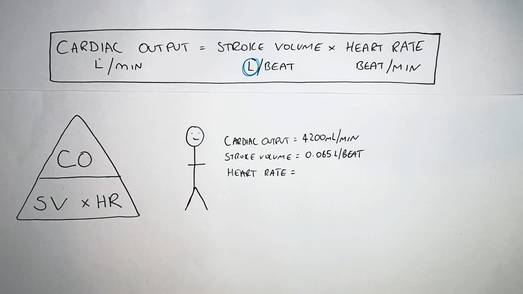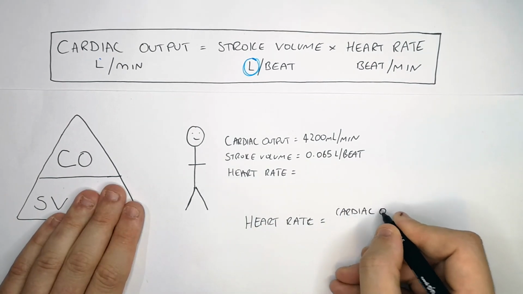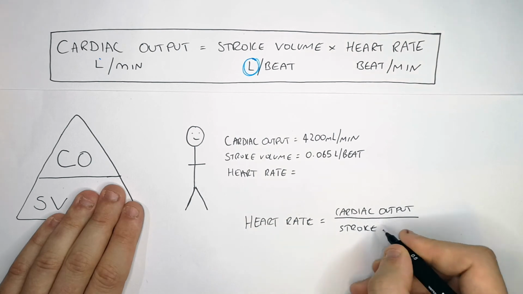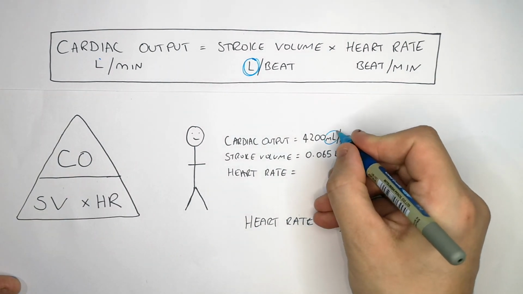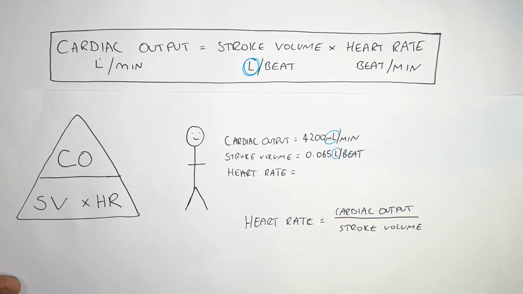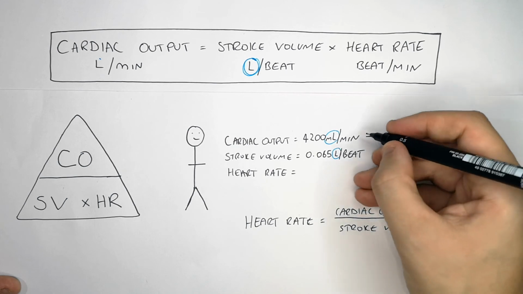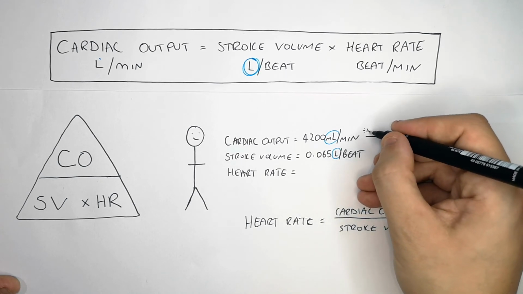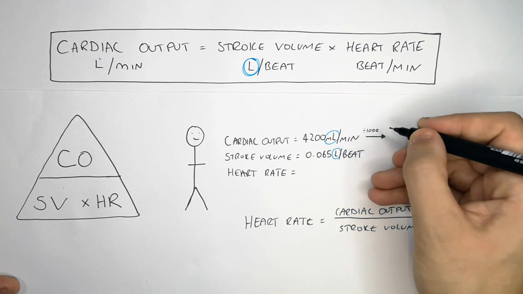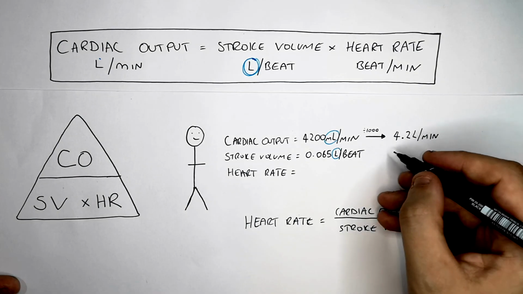The answers will follow. So to work out heart rate using the equation, you cover heart rate, which gives you heart rate equals cardiac output divided by stroke volume. I've given you cardiac output in milliliters, but I've given you stroke volume in liters. So you must convert one of them. You convert cardiac output into liters, so it's going to be 4,200 milliliters divided by 1,000. That will give you 4.2 liters per minute.